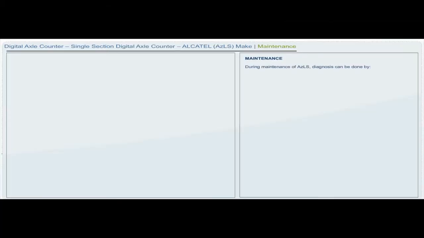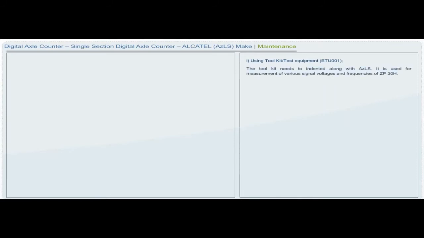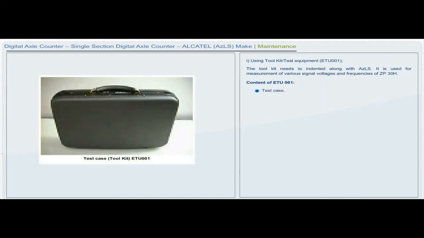Maintenance. During maintenance of AZLS, diagnosis can be done using the LEDs, or by using the toolkit or test equipment, that is ETU001. The toolkit needs to be ordered along with AZLS. It is used for measurement of various signal voltages and frequencies of ESP30H. Content of ETU001. Test case.